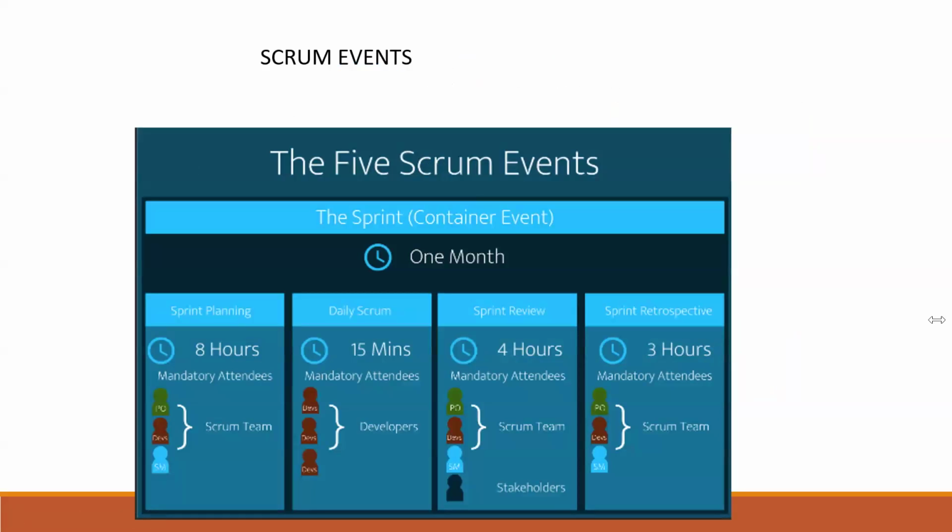So what are those? There are 5 events. These are called events. These are time-boxed events. When I say time box, it means that they are of fixed duration and they should not go beyond that. Then what are the events that we have? The first event that we have is the sprint.